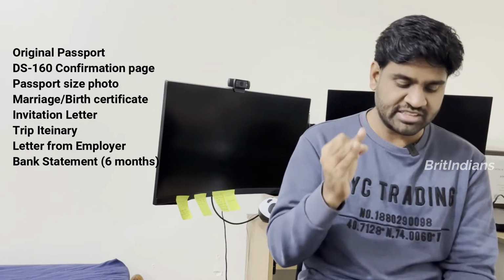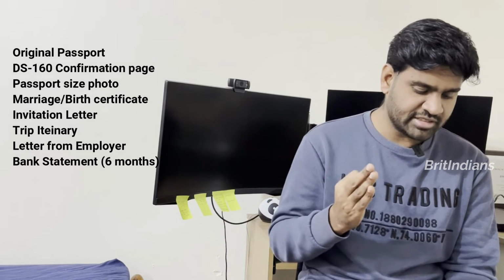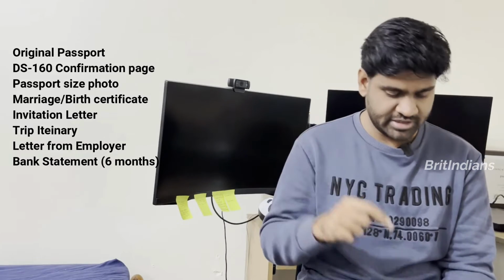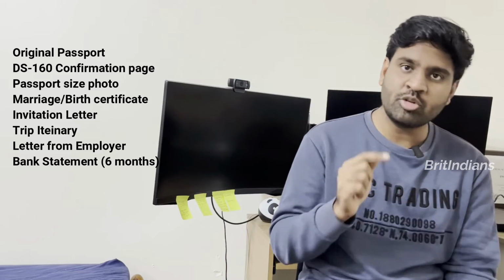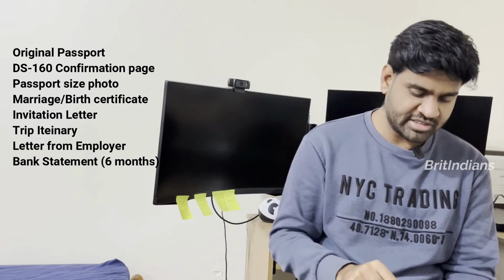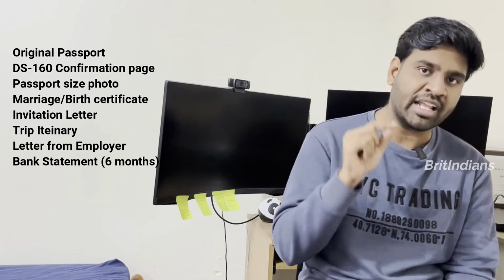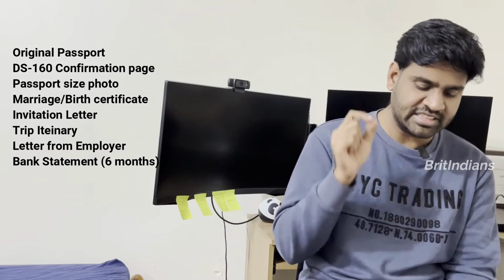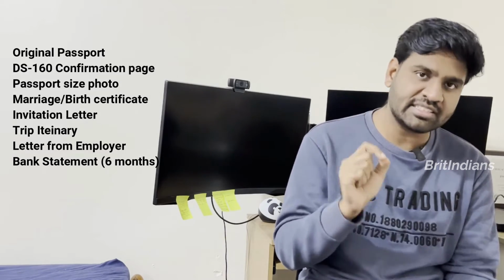On the day of your appointment, you need the following documents. First is your original passport. Second is your non-immigrant visa application DS-160 confirmation page. Third, you need a passport size color photo taken within the last 6 months. If you're applying as a family, then you need to submit marriage and birth certificates. If you are going to visit your relation in the US, then you need an invitation letter from them and their visa copy. If you are going for tourism, then you need to give your trip itinerary stating the number of days and places that you plan to visit.